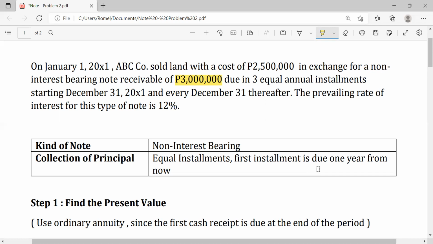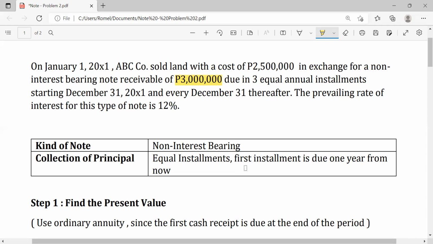And then, how about the collection of the principal? The collection of the principal is in 3 equal installments. What does it mean? Every year, there will be a collection of 1 million pesos. Kasi yung 3 million, you will divide this into 3 equal annual installments. So this is an installment collection.